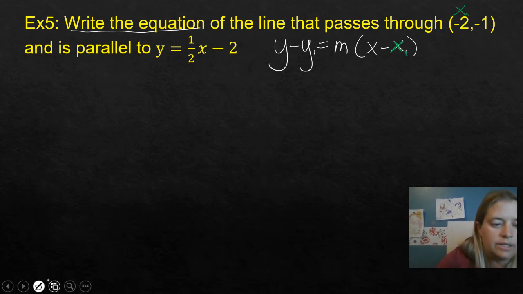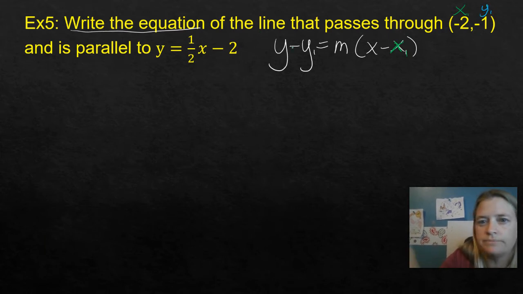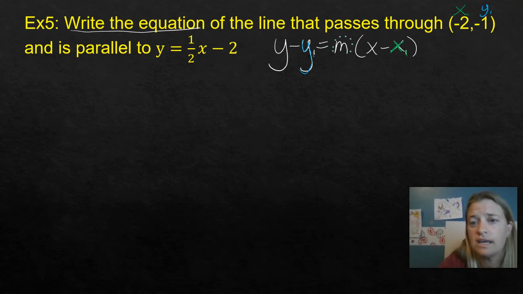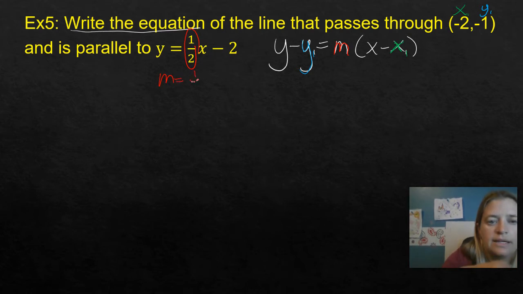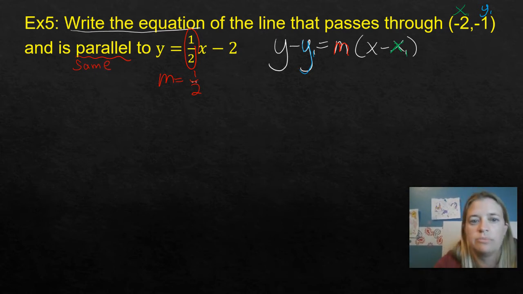And the y-coordinate, let's use blue, the y-coordinate of that point is going to be y sub 1. So we're going to just plug it in to y sub 1. And then, of course, the m represents your slope. So our slope of this line is going to be 1/2. And since it does say we want the equation of a line that passes through that point and is parallel, you know it has to have the same slope. So we're going to just replace this equation with the same slope.